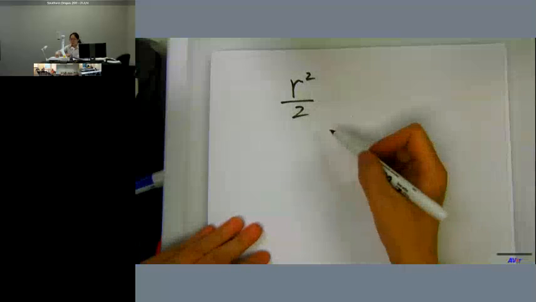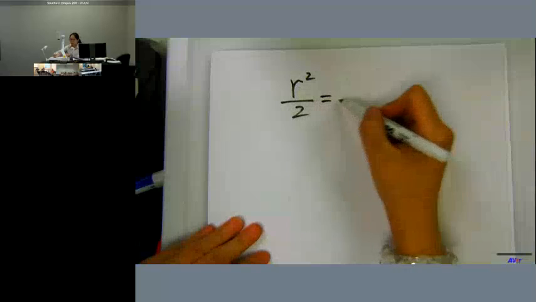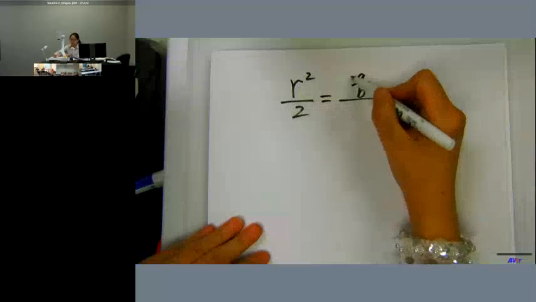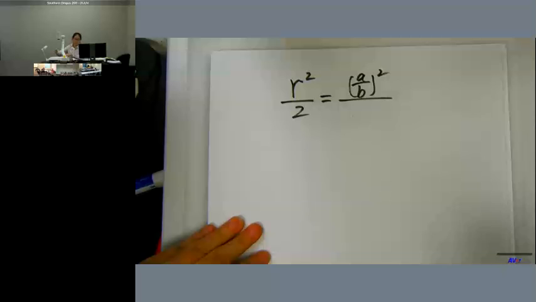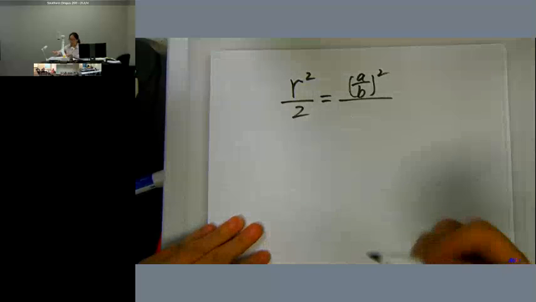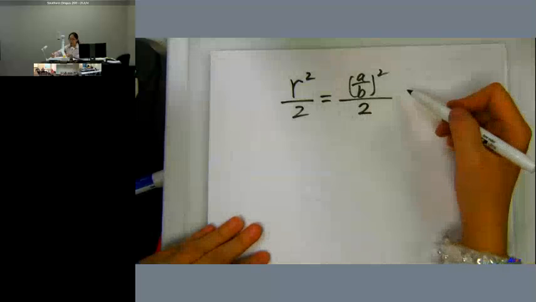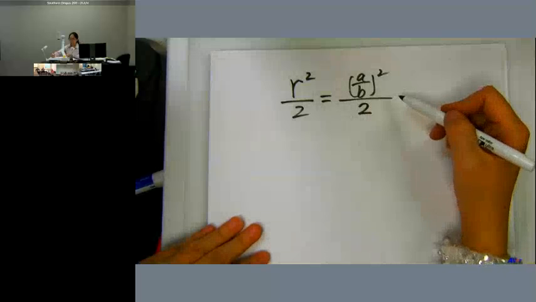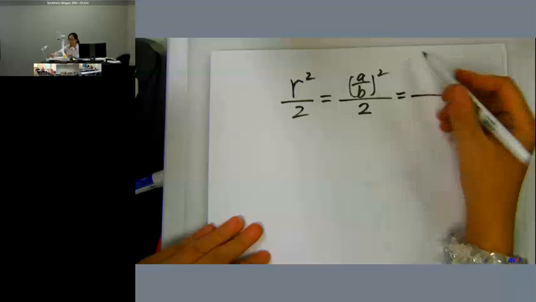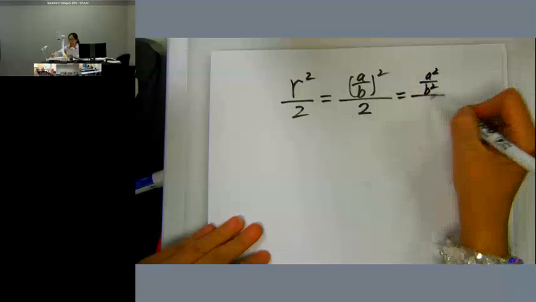R squared over 2. So we assume r is a over b. The other part should be similar, minus 4r plus 2. You should be able to do the same way. But how do you work this out? A over b squared divided by 2. You can still do the top, which is a squared over b squared. But how do you do over 2?